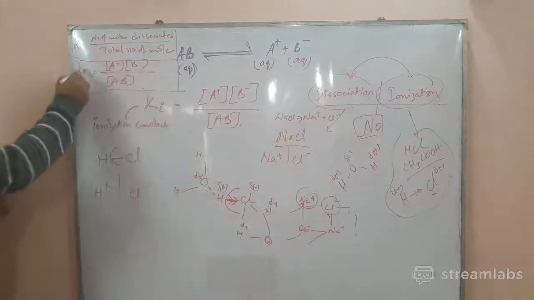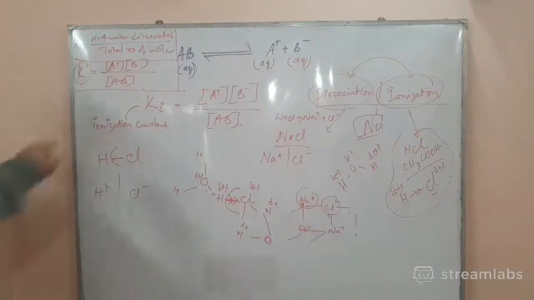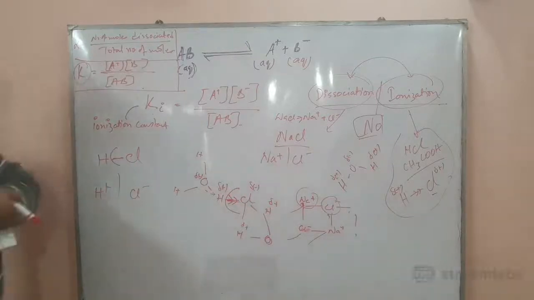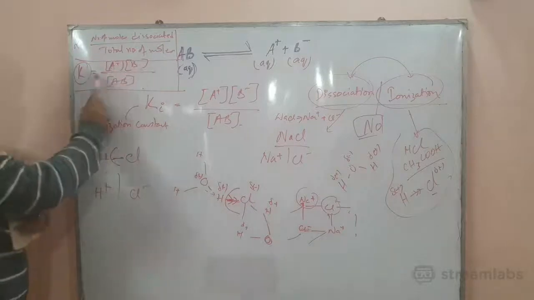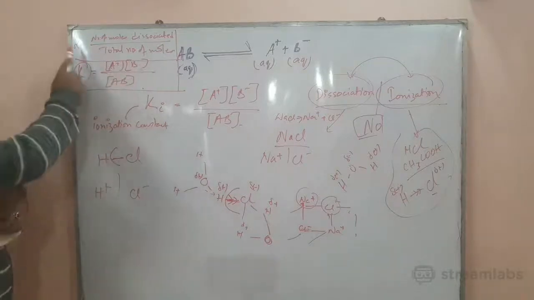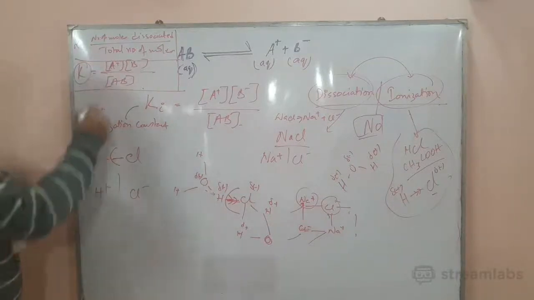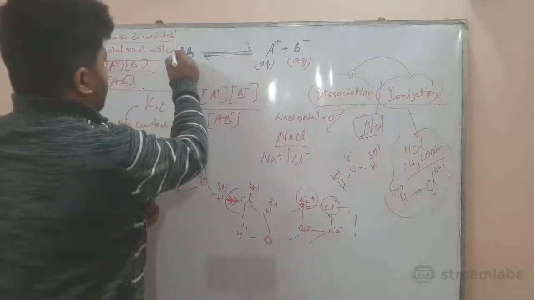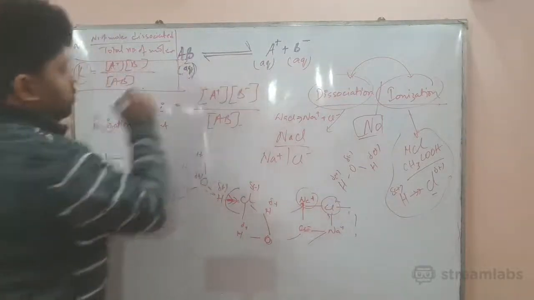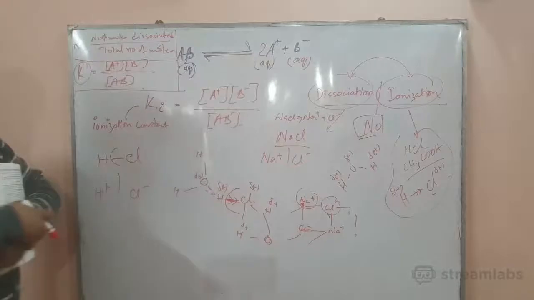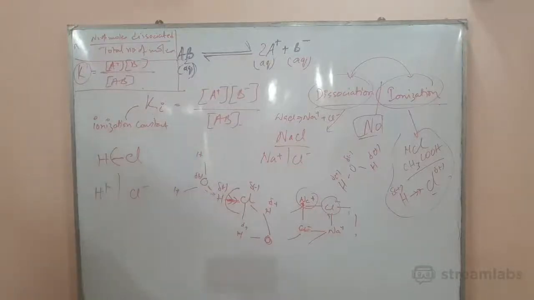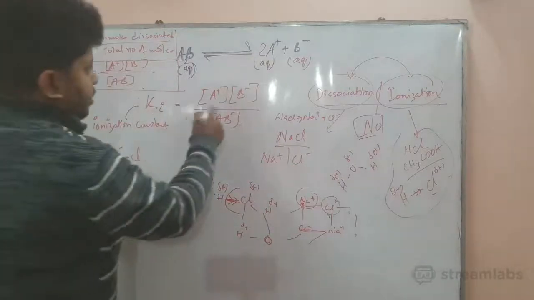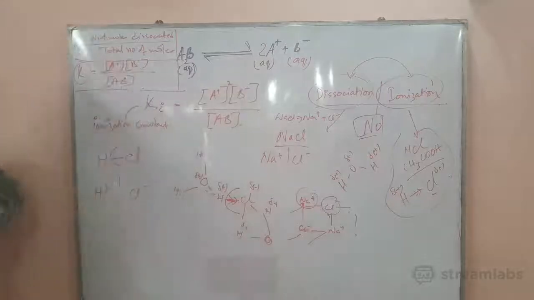Now here K will have a unit depending on what are the powers of A plus and B minus, right or wrong, all these things. The K will have a unit. If there is no power, then K will not have a unit. Alpha will never have a unit. But if the K has a power, suppose the formula is A2B, then the concentration of A plus will be squared, so here will be 2, so then there will be a unit.